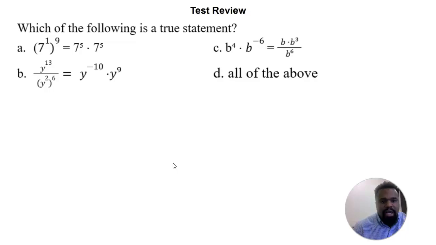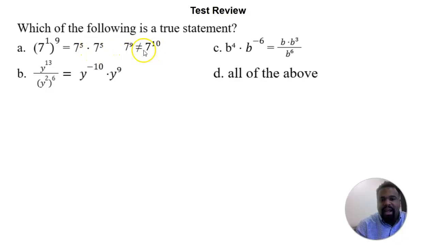Now let's look at this one. It says, which of the following is a true statement? So we've got to apply our properties of exponents. If you look at A, this is power of a power, so you're going to multiply 1 times 9, which is 9. And this is product of powers, so you're going to add 5 plus 5, which is 10.